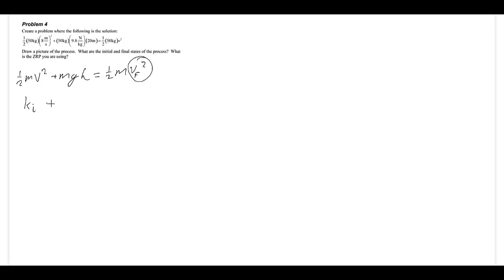So this is any problem that involves something with some kinetic energy and some gravitational potential energy and ending up with just kinetic energy. So obviously, whatever this thing is, I guess it's falling, and it's ending up at the 0 reference point at the bottom. So it could be like 50 kilograms. That's about the mass of a person. That'd be a small person, about 120 pounds or so.